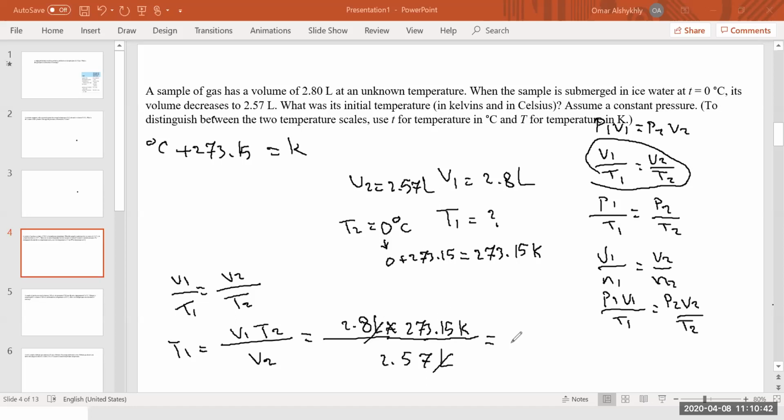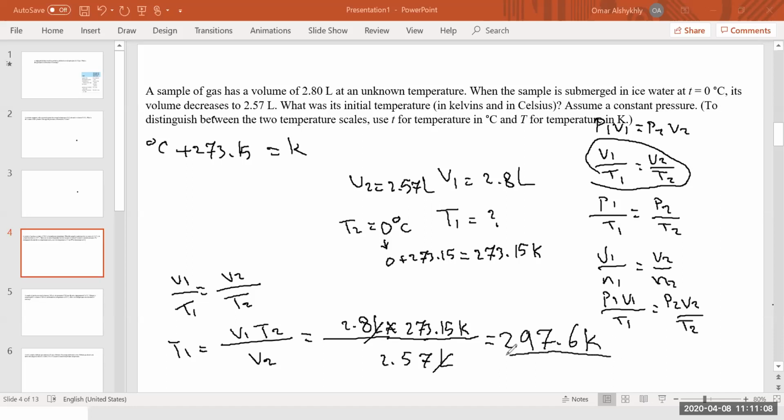Do the math. So we will have 2.8 times 273.15 divided by 2.57, which gives you 297.6. So here it will give you 297.6 Kelvin.